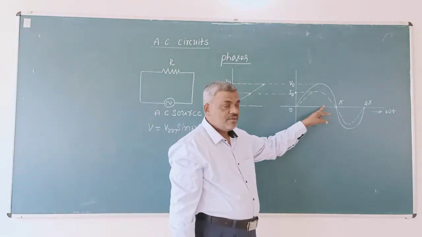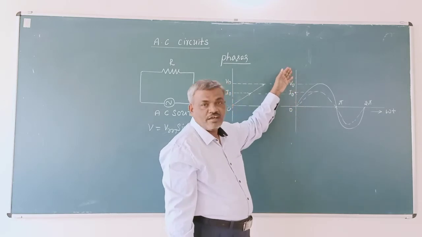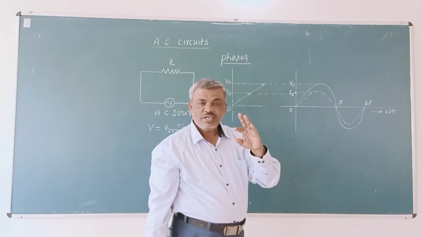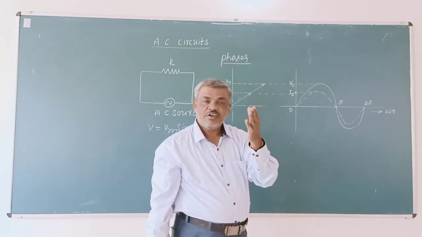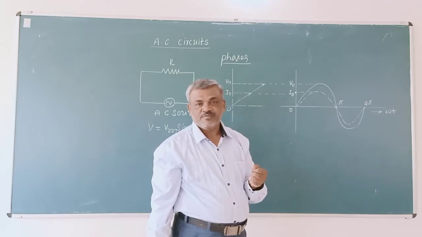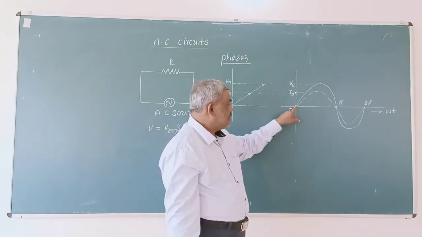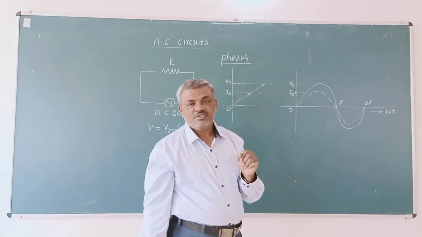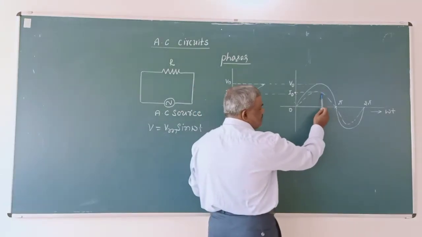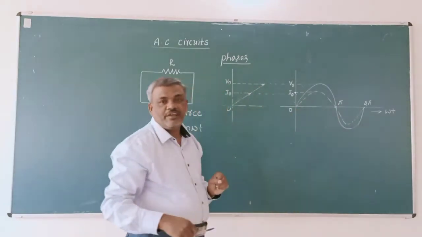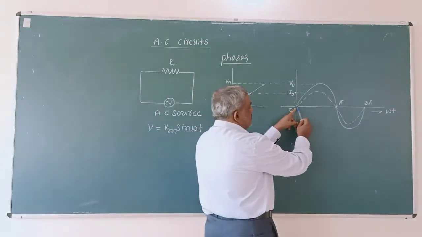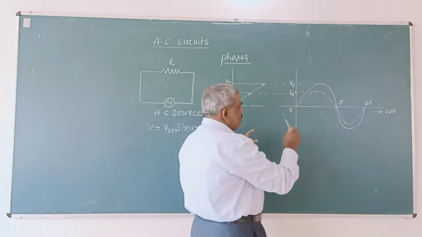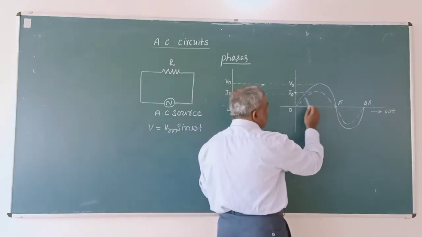Now in this graph, the voltage or current is taken along the y-axis, and omega t is taken along the x-axis. How are voltage and current related? Already you know the definition: a voltage that varies with a sine function with time is called alternating voltage, and a current that varies with a sine function with time is called alternating current. Now in this graph, what does the solid line represent? Voltage. The dotted line represents current.